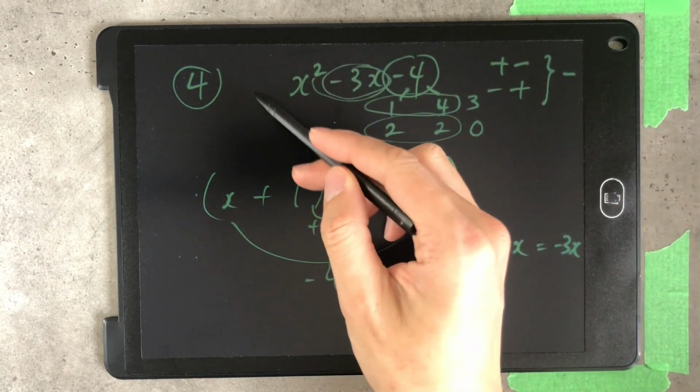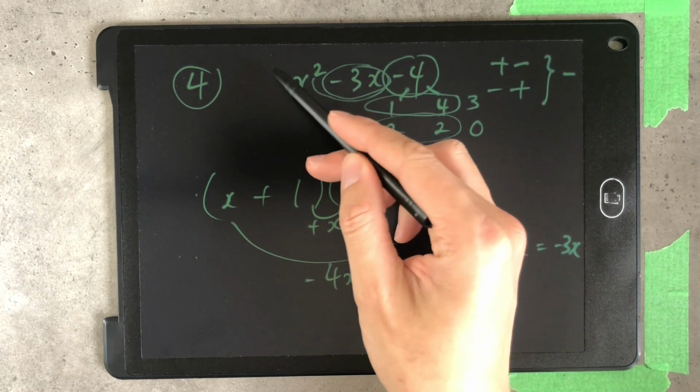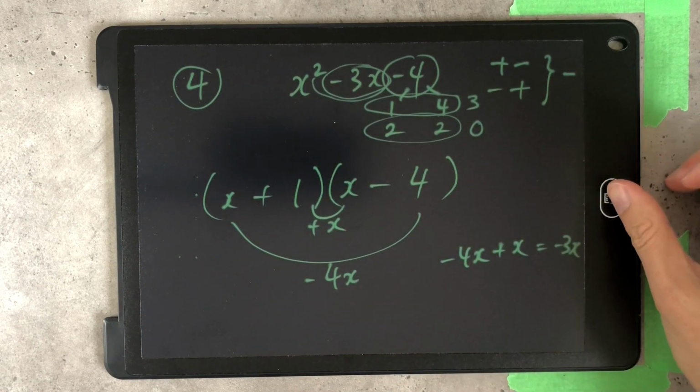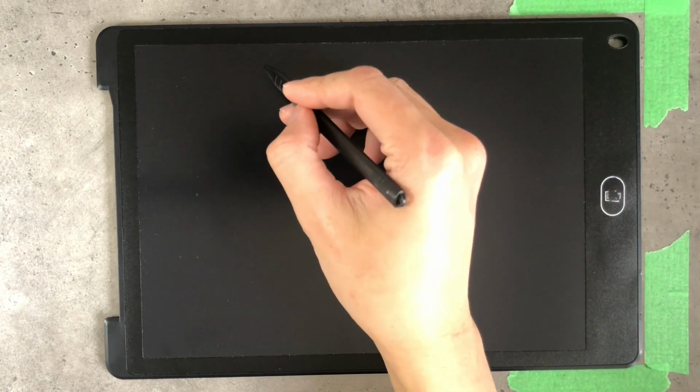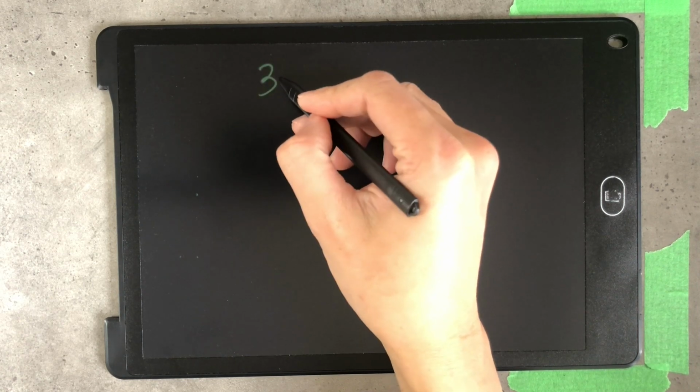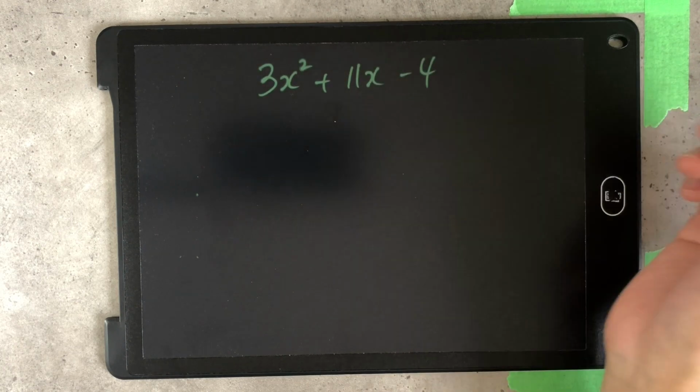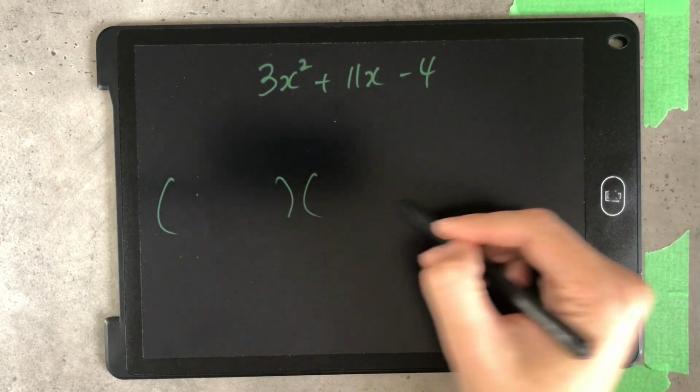The next one we're going to talk about is where there is a coefficient that is not a 1. So we'll see an actual number there. So what does it look like? Now I'm going to show you an easier one and a more difficult one. So the easier one is 3x squared plus 11x minus 4. Again, let's write down the brackets.